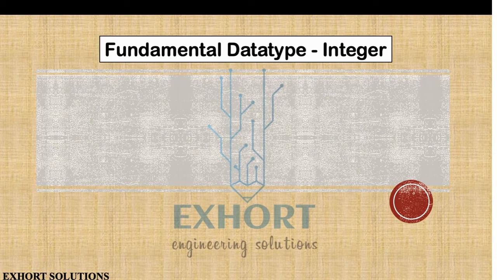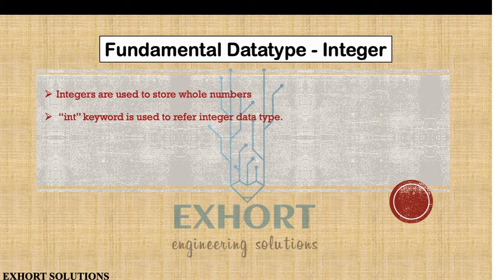Now we will see fundamental data type, that is integer. Integers are used to store whole numbers. As we have discussed, integers only store whole numbers. It does not store decimal values. Int keyword is used to refer to the integer data type. For example, int age = 21.